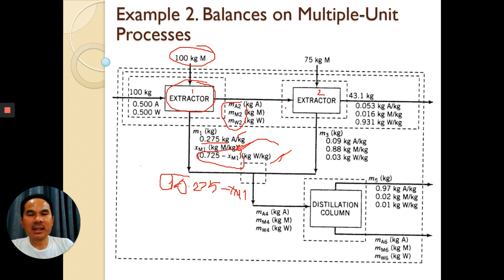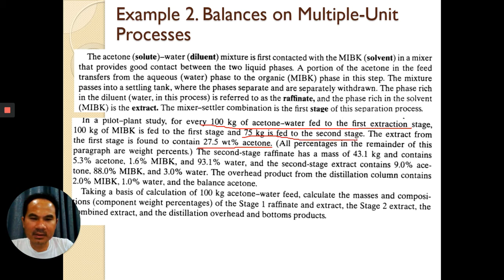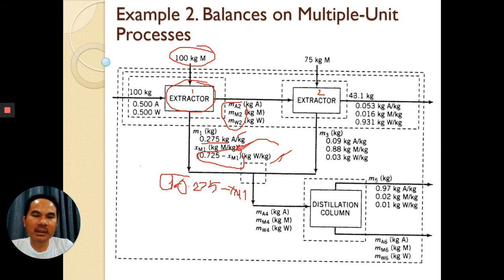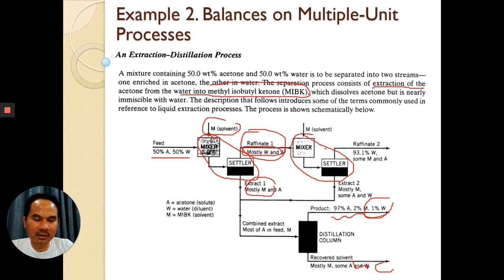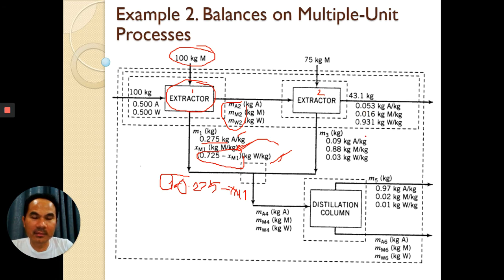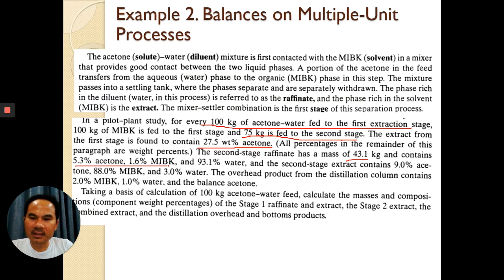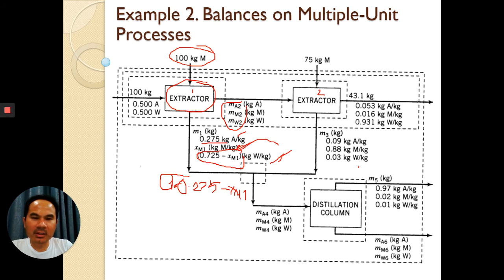Next you consider extraction 2. For extraction 2, the feed M is 75 kilograms, fed to the second step. The raffinate feed includes 43 kilograms, which consists of 5.3% acetone, 1.6% M, and 93.1% water, which in mass fractions is 0.053, 0.016 of M, and 0.931 of water.